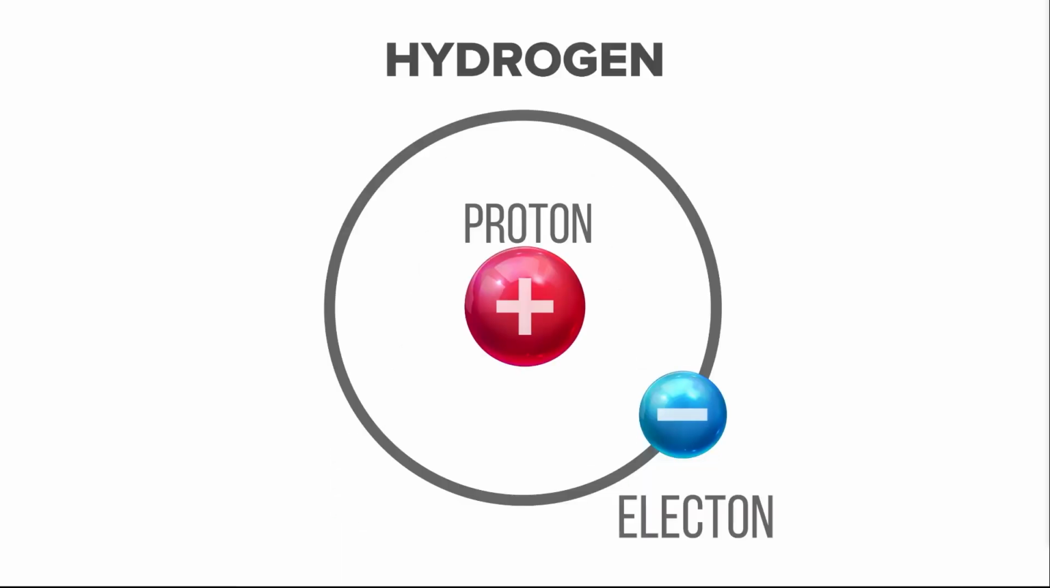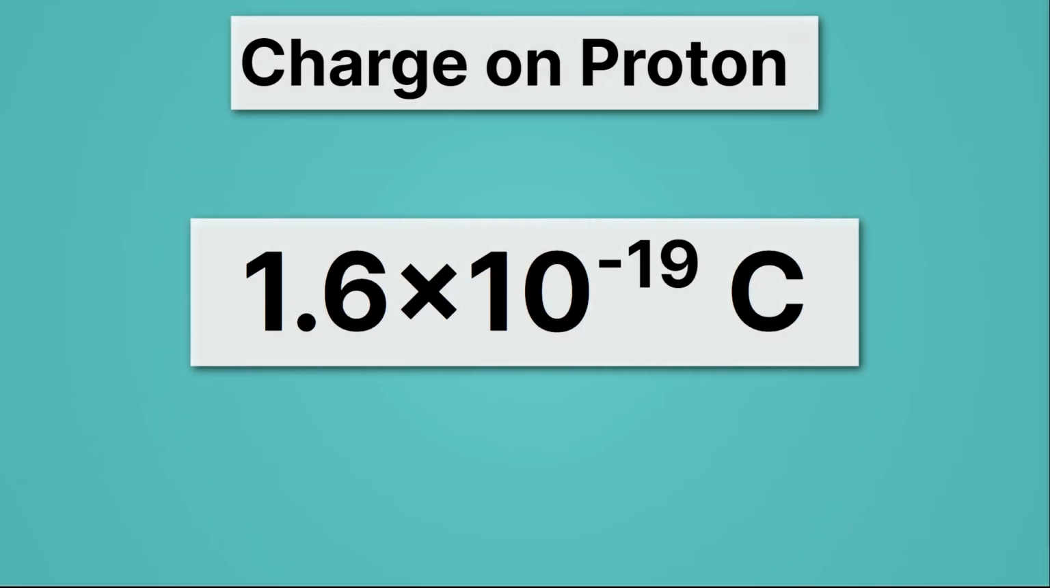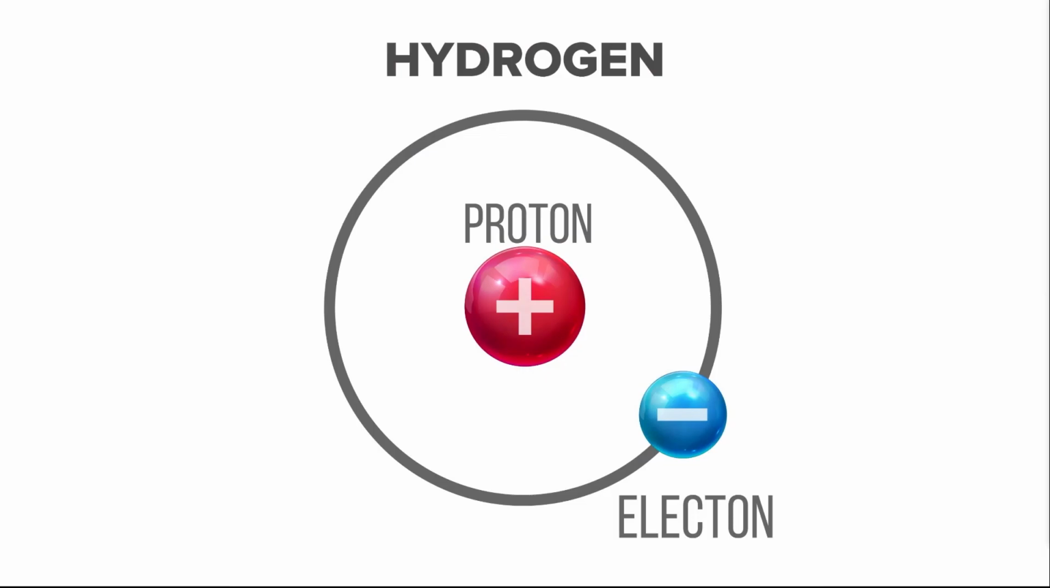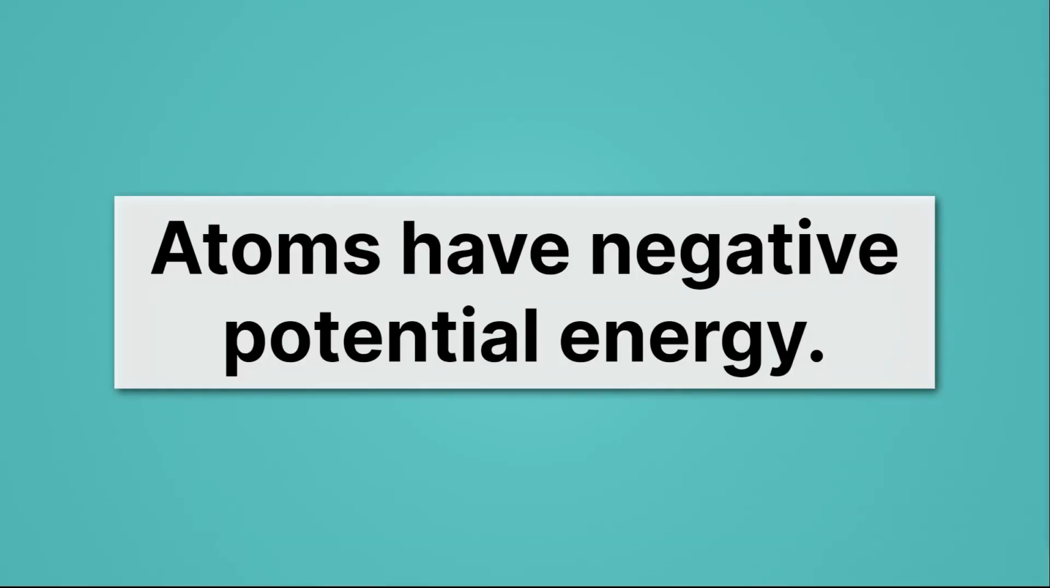Here we have our simplest atom, hydrogen, with a proton and an electron. The charge on a proton is 1.6 times 10 to the minus 19 coulombs, and the charge on the electron is the same but negative, negative 1.6 times 10 to the minus 19 coulombs. So for the hydrogen atom, what do you think? Is its potential energy going to be negative or positive? Well, because it has opposite charges, it's going to have negative potential energy. That's actually true for all atoms. Atoms have negative potential energy.